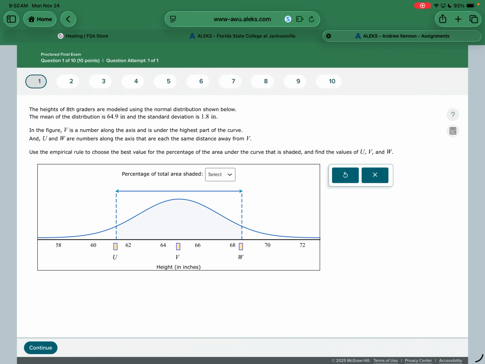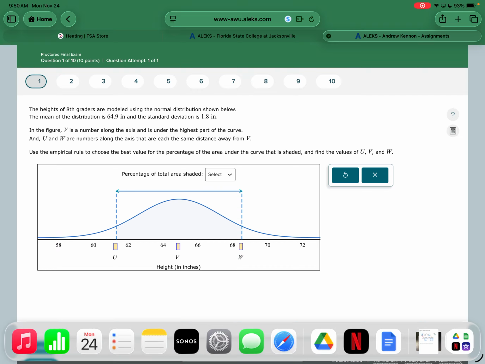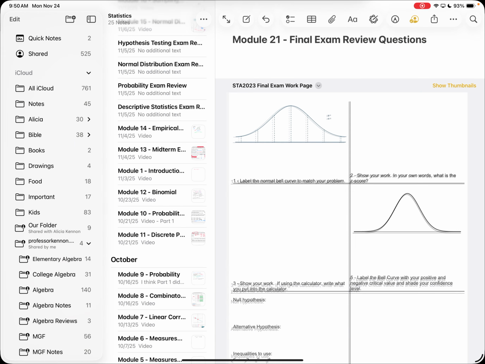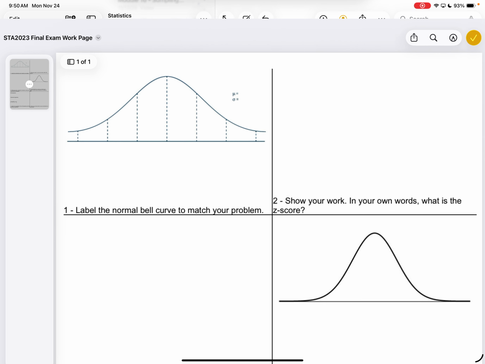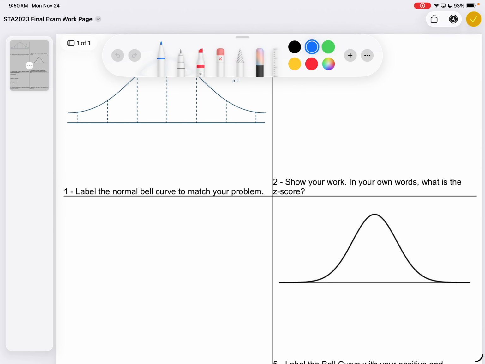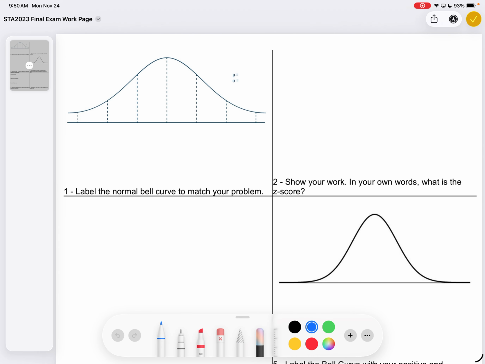So here, the first thing on this review is the empirical rule. The mean is 64.9 and the standard deviation is 1.8. I will try to do that on here so you can see it. What I have you do on the test work page is go ahead and label that 64.9 and 1.8. So the mean goes in the middle, and then you add 1.8 as you go to the right.